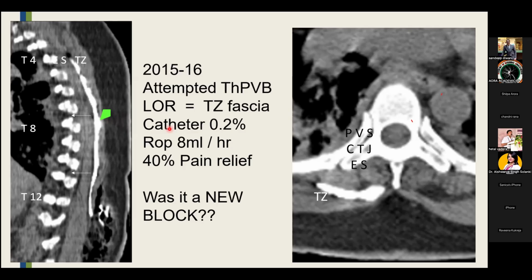So I did a contrast study, and to my surprise, the contrast was lying below the trapezius. Though it was not lying in the erector spinae plane, it was lying below the trapezius, and even then the patient had pain relief, probably because of the continuous irrigation of local anesthetic. The drug might be seeping from this area into the erector spinae plane. Probably yes. I'm not sure about it.